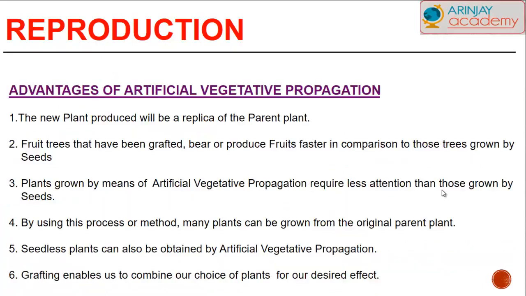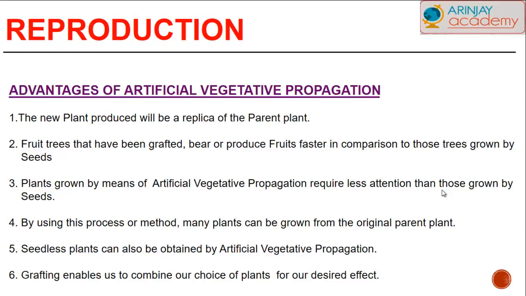What are the advantages of artificial vegetative propagation? Firstly, a new plant that is produced will be a replicate or a replica of the parent plant. Secondly, fruit trees that have been grafted bear or produce fruits sooner in comparison to those trees grown by seeds. Thirdly, plants grown by means of artificial vegetative propagation require less attention than those grown by seeds.